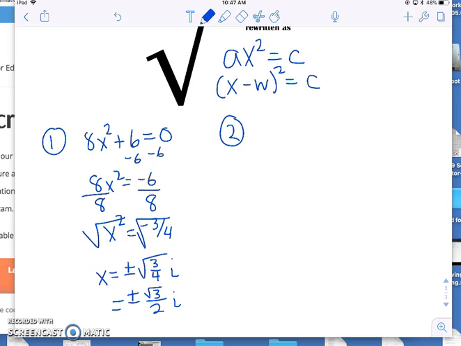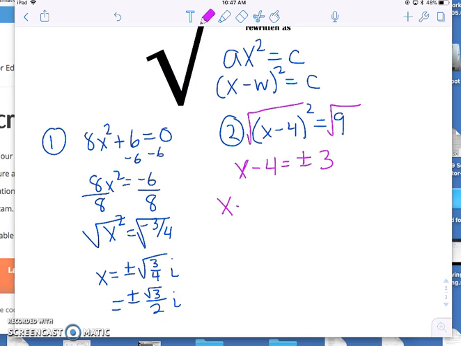So if we don't have it in standard form, if we had something like x minus 4 squared equals 9, we could solve by square roots, so we could square root each side. But if you remember, x minus 4 would be plus or minus 3. So we have two equations. x minus 4 equals 3 to solve, and then we have to solve x minus 4 equals negative 3. So in this case, we'd have x equals 7. In this case, we'd have x equals 1.